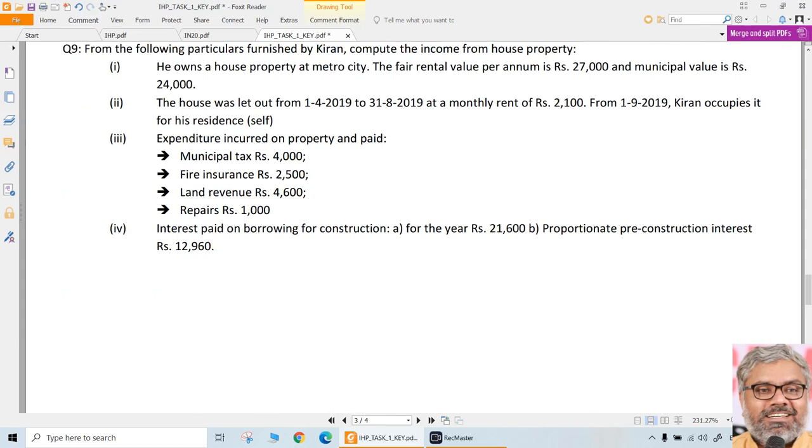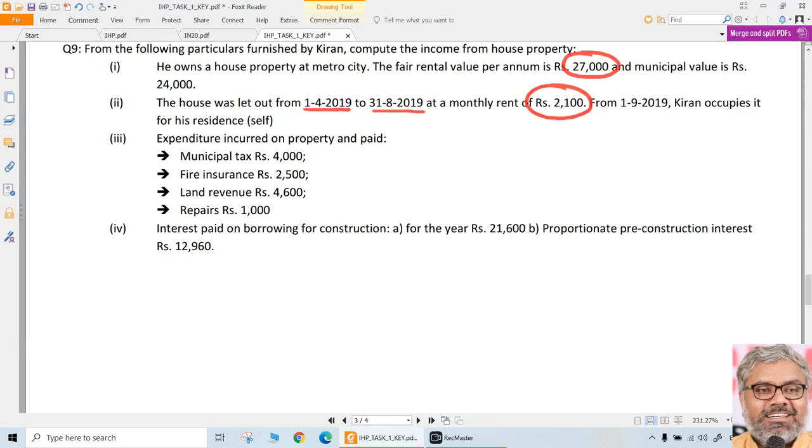Then question number 9. From the following particulars furnished by Kiran, compute the income from house property. He owns a house property in a metro city. We don't care. Fair value of this property per annum is 27,000. Municipal value is 24,000. So we care about 27,000 because that is higher. The house was let out from 1/4/2019 to 31st August 2019. First of all, how many months? April, May, June, July, August. Only 5 months.